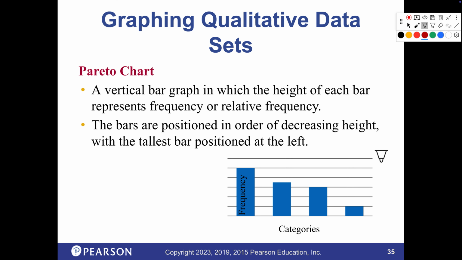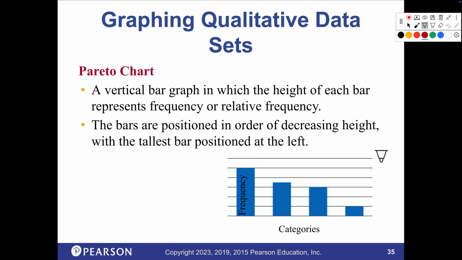Okay. A similar type of thing that we're going to use is a Pareto chart. I'm not sure I'm pronouncing that right, but it's a bar graph. These bars do not touch each other because they're from qualitative data, right? Categories. So they represent categories, and the height of the bar represents the frequency of each category.